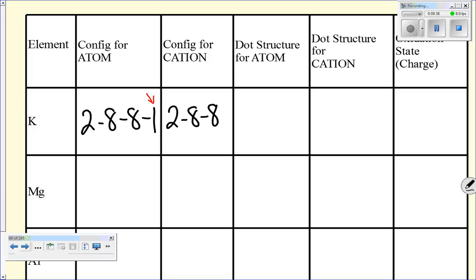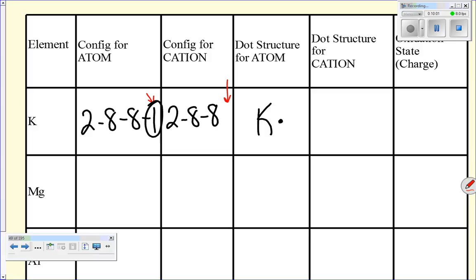Now we did dot structures in our last lesson. Dot structures, remember, are different from Bohr diagrams. So our dot structure is showing just the valence electron. So my atom right here had that 1 valence electron, so my K gets 1 dot. And here's what's weird. When a cation forms, you sort of have this ghost of electrons cast right there. There was an electron there.